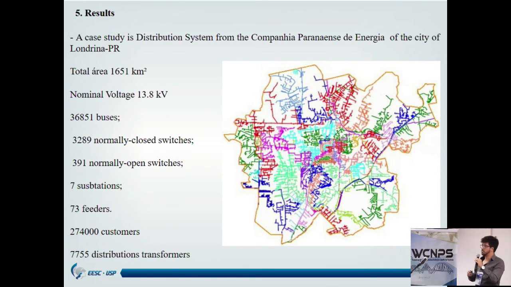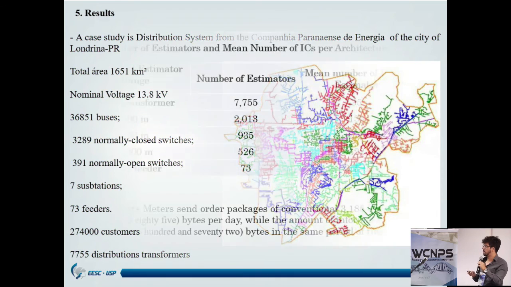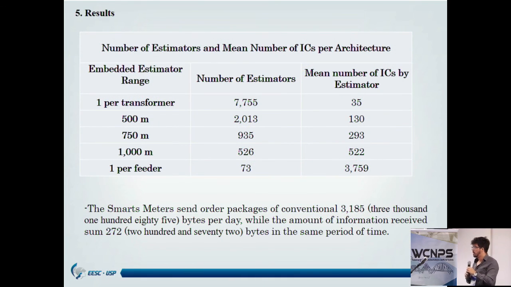This is a system using a case study from the city of Londrina. The first step was to separate consumers into the scenarios defined above, where the smart meter sends a conventional package of 3,185 bytes per day, while the amount of information received is some 272 bytes in the same period of time.